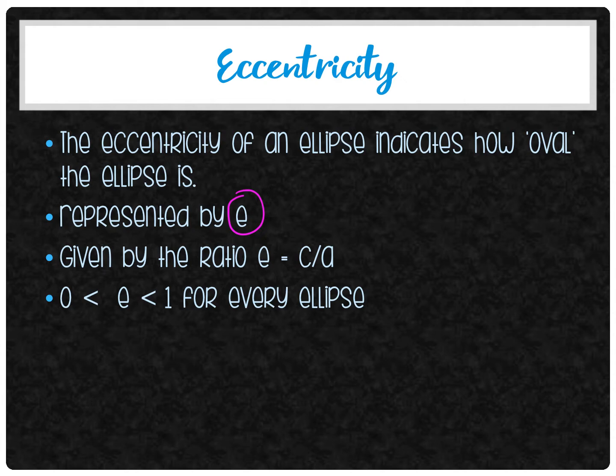They have to be between 0 and 1, and it can't be 0 or 1. If it's 0, that means either your A or your C is 0, which doesn't work. It means your C is 0. That doesn't work. And if it's 1, it means they're the same, which means you couldn't have a B value, which again wouldn't work. And the closer this is to 1, the more oval it is, or the more stretched out it is.